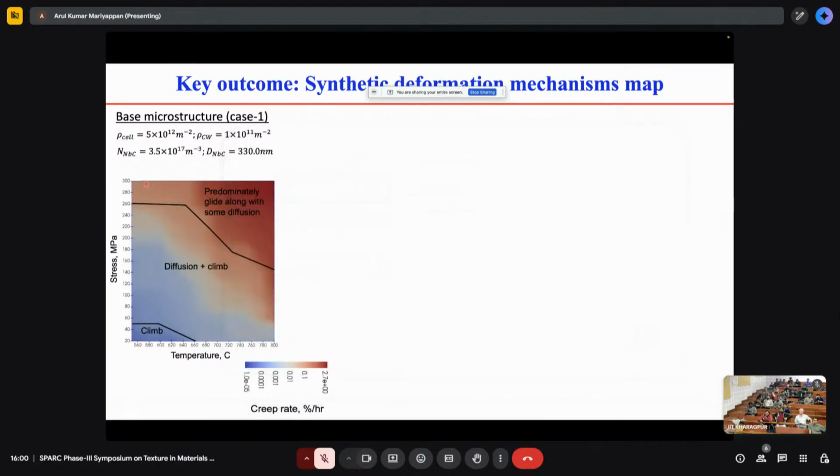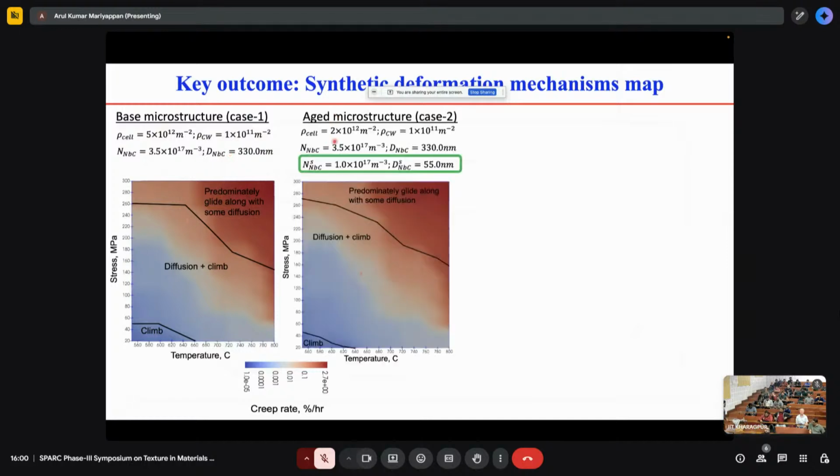Okay. So for this given microstructure, we are able to predict the creep response for a wide range of stress and temperature. All fine. Now we are asking a question. We are starting from this microstructure. If we do any heat treatment, here we are applying an aging process, what's going to happen?